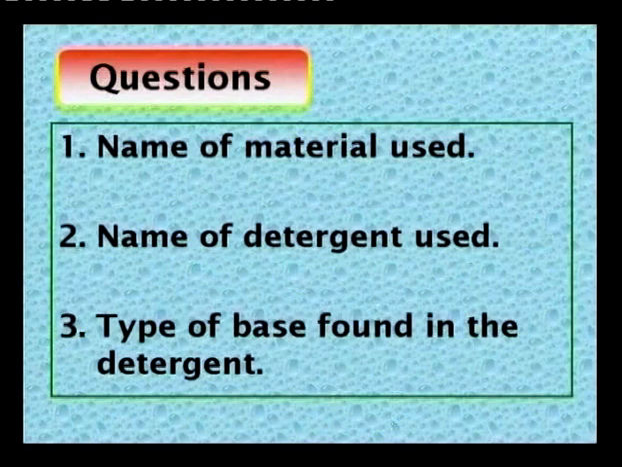Number 3, type of base found in the detergent. We will leave that question out, and you will take that question for homework. And this is what you will have to do. Look at the type of ingredients that are used to make a particular type of substance. For example, a shampoo. If you have one, you look at the ingredients and try to find out what kind of base or the type of base that is used to make that detergent. So number 3, we'll leave that out for homework.